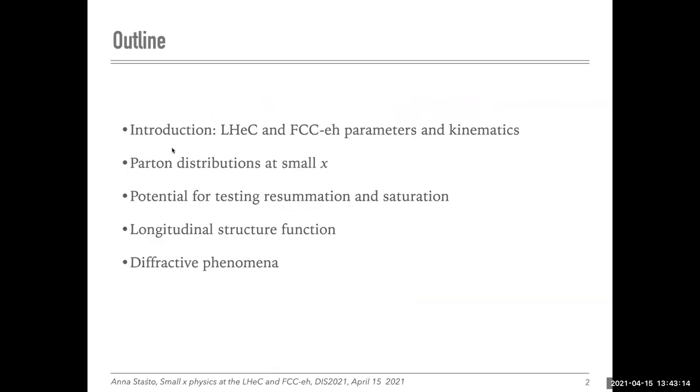I will first briefly remind you of the basic parameters of the two machines and the kinematics, and then focus on really a few selected topics within small x physics. That is the parton distributions at small x and the potential of these two machines for testing both the resummation and the saturation, and show the prospects of the longitudinal structure function, and then talk a little bit about the diffractive phenomena.